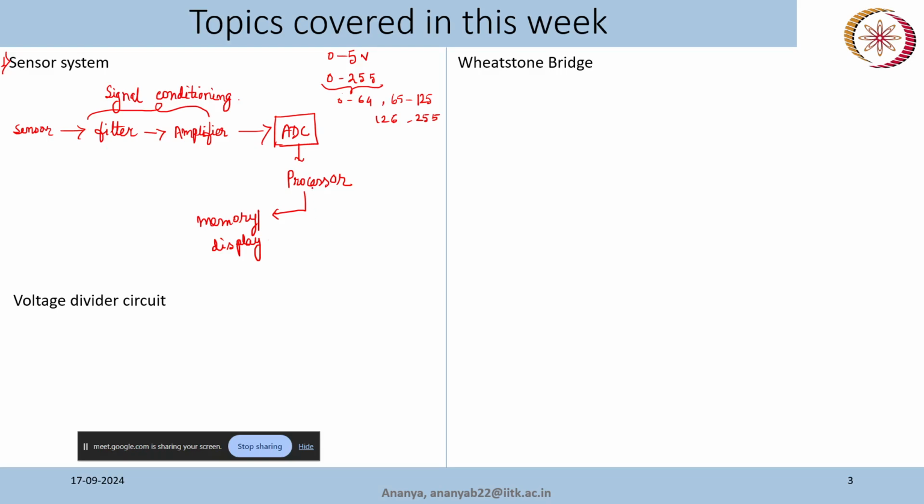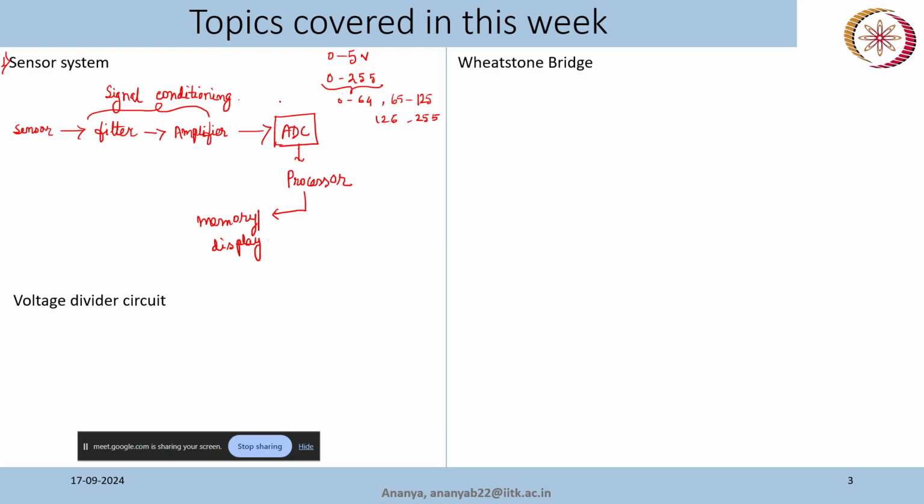The output of the processor can be displayed, it can be stored, or it can be given to an actuator to do some work. An actuator can be like a motor. So based on your sensor output, say you want to turn a motor on or off, based on the decision taken by the microprocessor, that actuator can be controlled. So this is a typical sensor system.